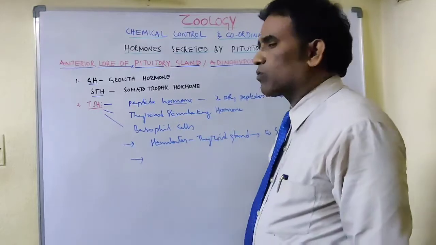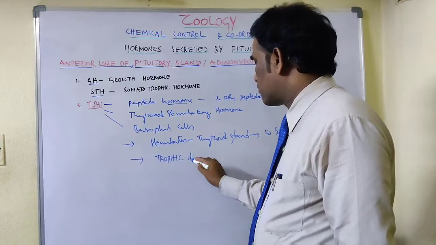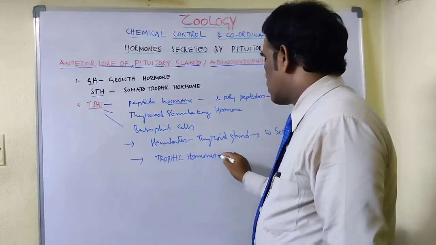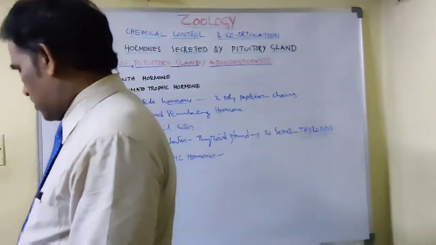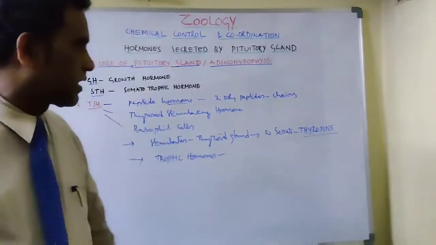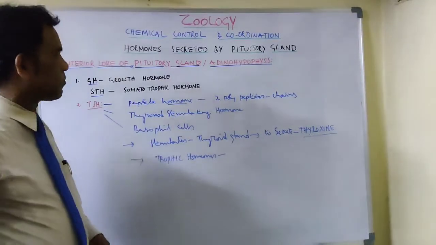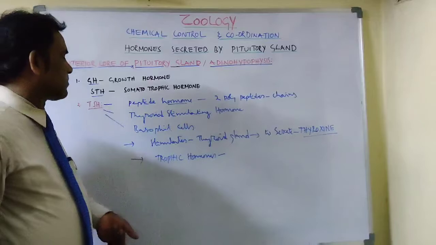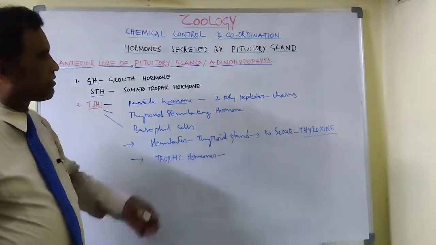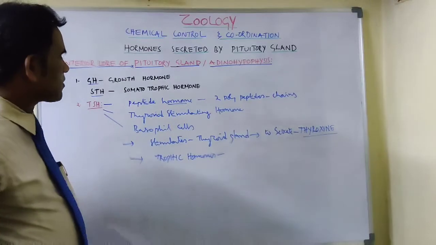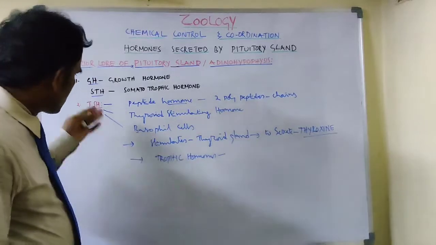It is also a trophic hormone, which is controlled by neurosecretory cells of the hypothalamus. So the anterior lobe of the pituitary gland secretes thyroid stimulating hormone. It is a polypeptide hormone consisting of two polypeptide chains, secreted by the basophil cells. This hormone is synthesized and controlled by the hypothalamus. It stimulates the secretion of thyroxine hormone from the thyroid gland. So now let us go on.